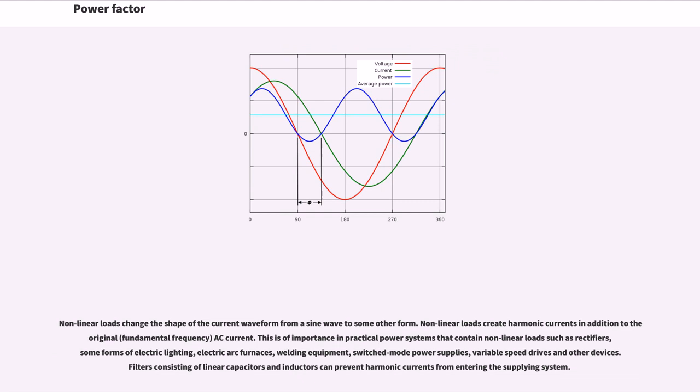Nonlinear loads change the shape of the current waveform from a sine wave to some other form. Nonlinear loads create harmonic currents in addition to the original AC current. This is of importance in practical power systems that contain nonlinear loads such as rectifiers, some forms of electric lighting, electric arc furnaces, welding equipment, switched-mode power supplies, variable speed drives and other devices. Filters consisting of linear capacitors and inductors can prevent harmonic currents from entering the supplying system.